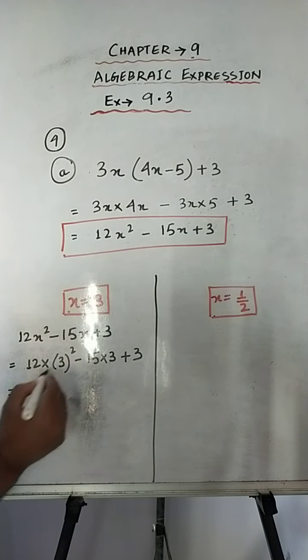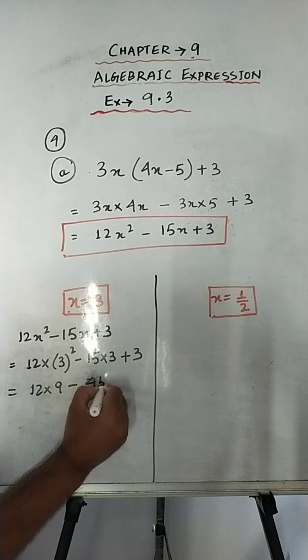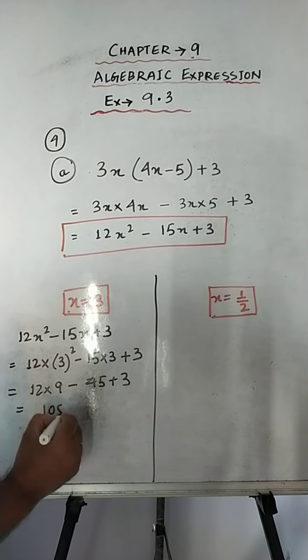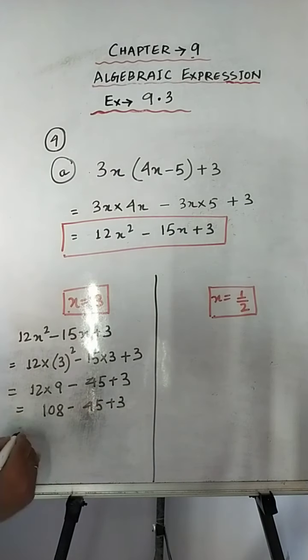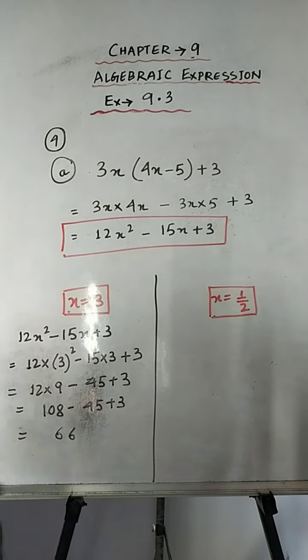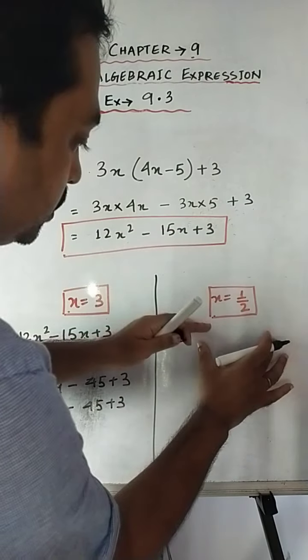Now what is 3 square, students? 3 square is 9, 15 3s are 45 plus 3. Now 12 9s is 108 minus 45 plus 3. So if you solve this, you will get the answer as 66, students. Okay, now let's see what would be the value if the value of x is 1/2. Now again you have to write this expression here, students.